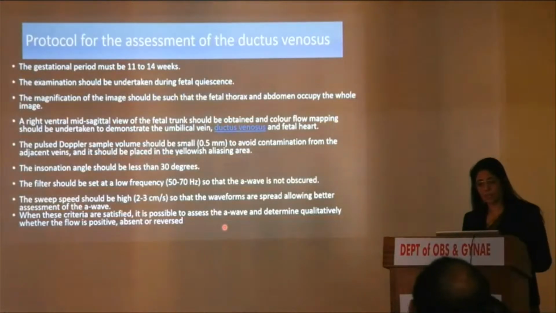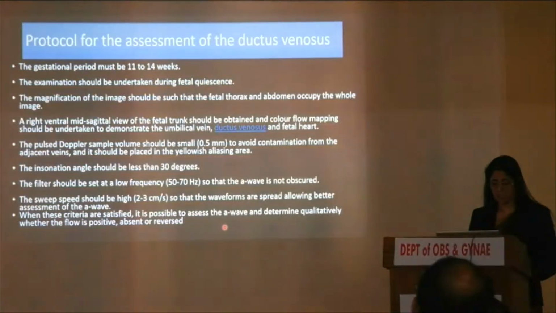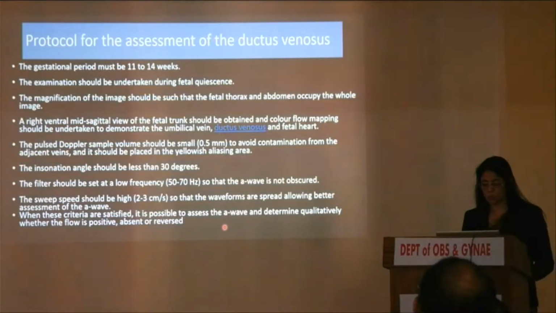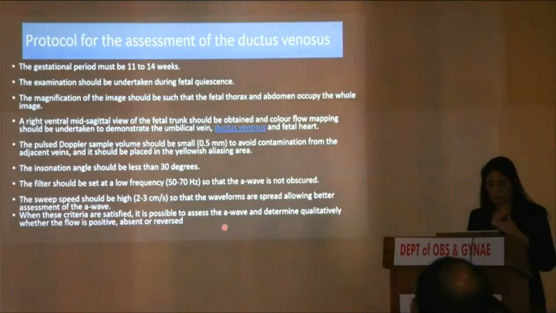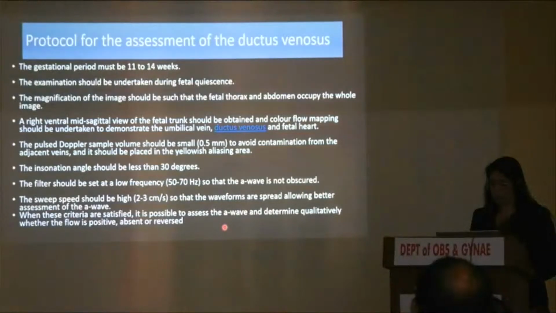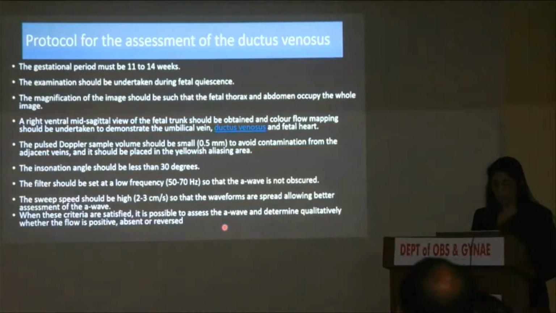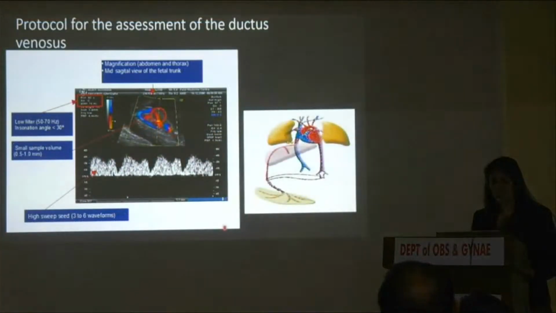So another part is the ductus venosus. The gestational period must again be 11 to 13 plus 6 weeks, and the fetus should be quiet so that we can take the waveform, and the mid-sagittal view of the fetal trunk should be taken, and the size of the sample volume should be 0.5 and the insonation angle less than 30 degrees. So this is a diagrammatic representation.